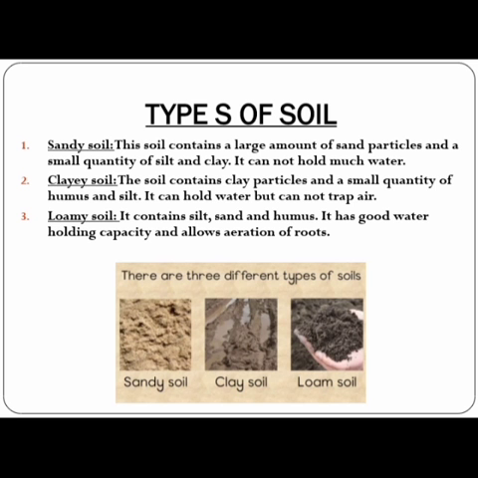Coming to types of soil. Sorry, there's a space between the letters, ignore that. There are three types of soil, as you have been learning since primary classes: sandy soil, clay soil and loamy soil. What do you mean by sandy soil? The soil contains a large amount of sand particles and a small quantity of silt and clay. Sand particles will be more, that is the reason it is called sandy soil, and only a few silt as well as clay particles will be present.